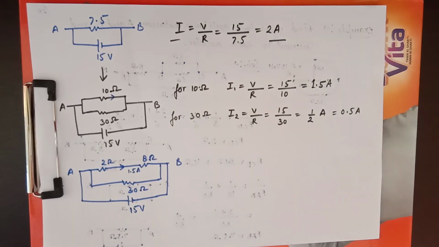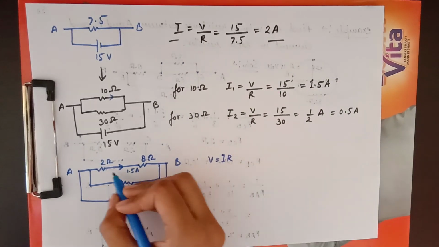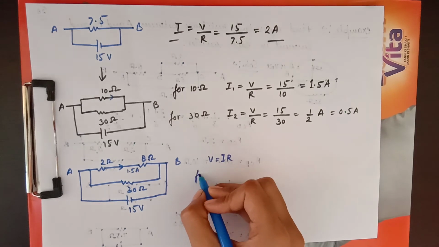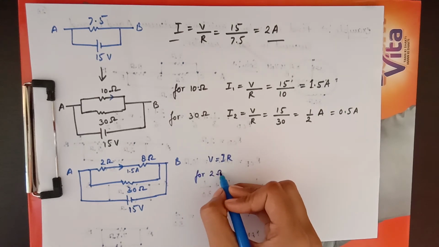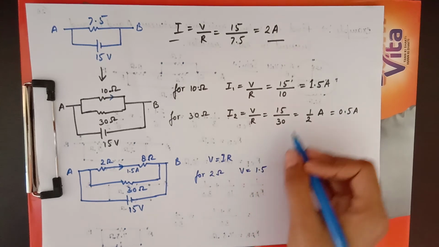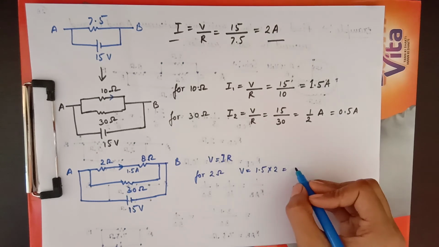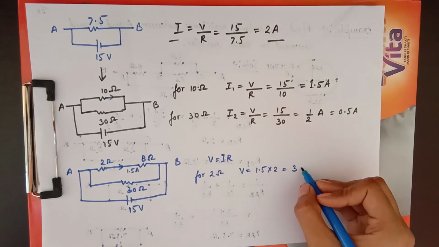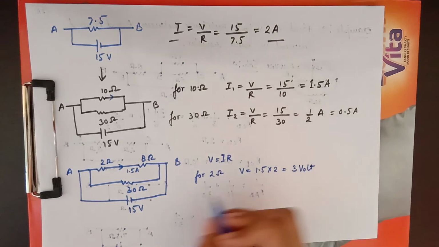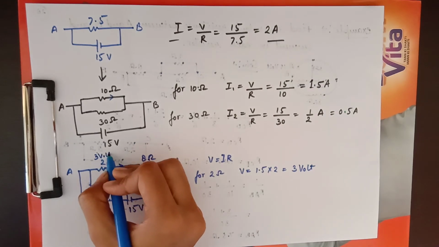To calculate the potential, we again need Ohm's law. As V = IR, the potential for the 2 ohm resistor will be equal to I, which is 1.5 ampere, times R, which is 2, so it is 3 volt. So for this the potential will be 3 volt.